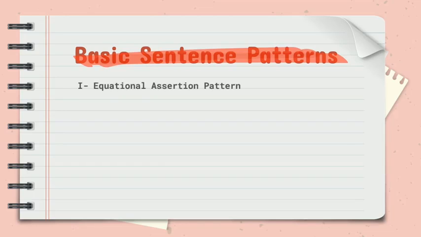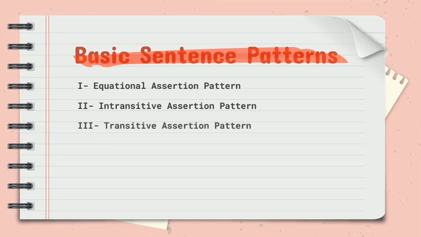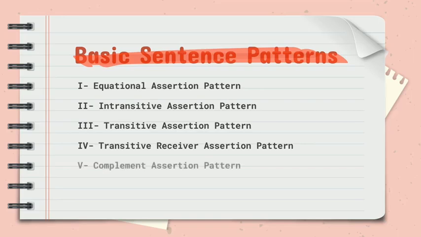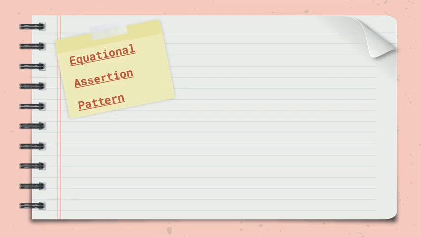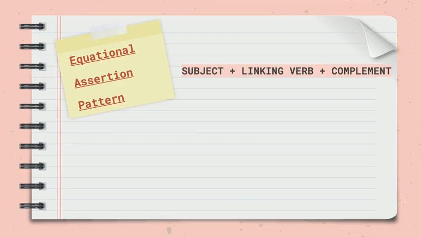1. Equational assertion pattern. 2. Intransitive assertion pattern. 3. Transitive assertion pattern. 4. Transitive receiver assertion pattern. 5. Complement assertion pattern. 6. Indefinite equational pattern. For the equational assertion pattern, we have the following elements: subject plus linking verb plus complement.